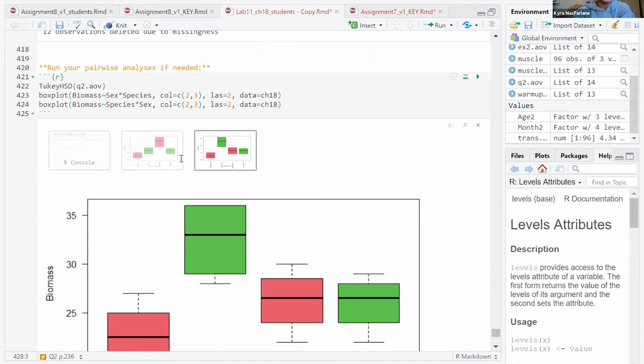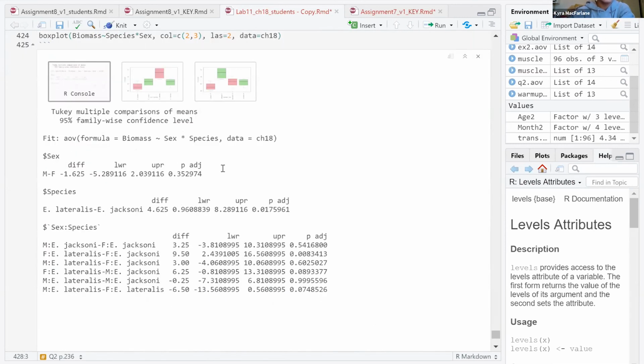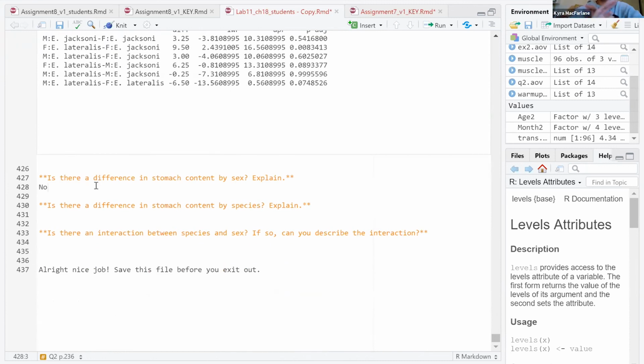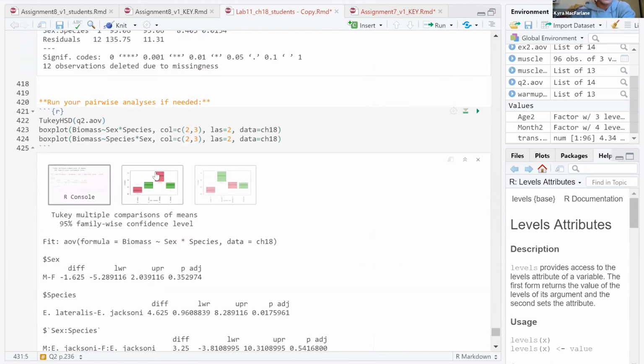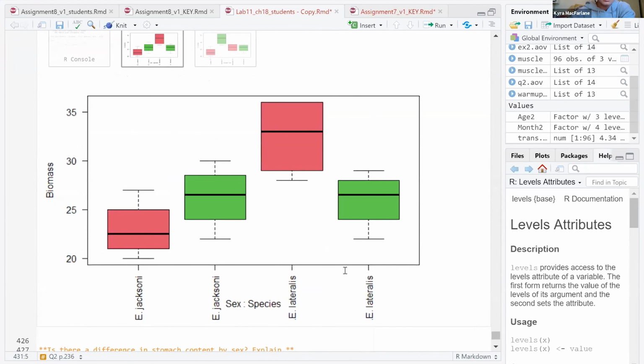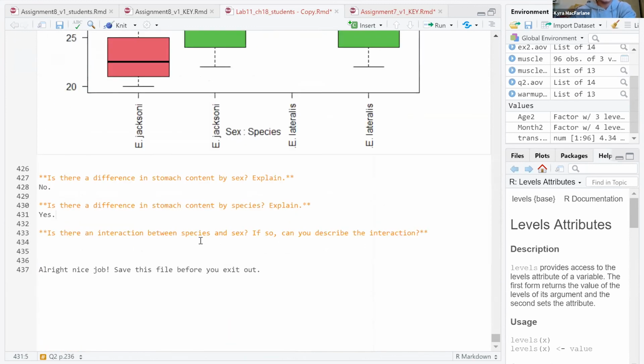No, that's what these results tell us, right? There is no difference by sex. If we completely ignore species, there is no difference. Is there a difference in stomach content biomass by species? Yes. Which one is higher? Looks like E. lateralis. E. lateralis has a higher stomach content biomass.